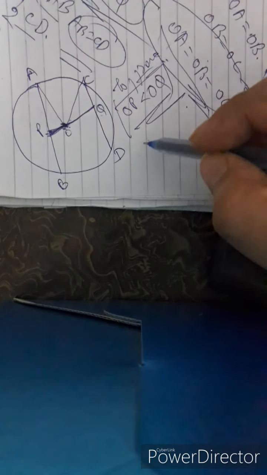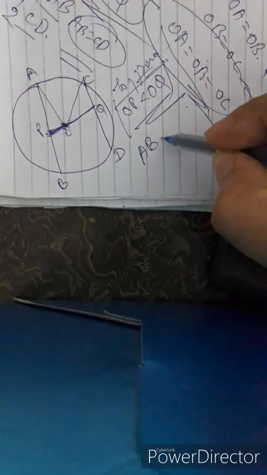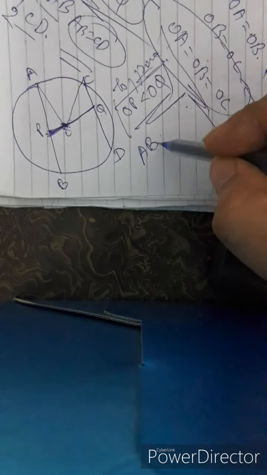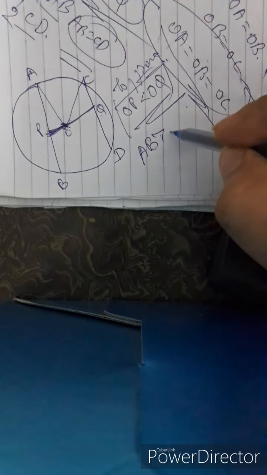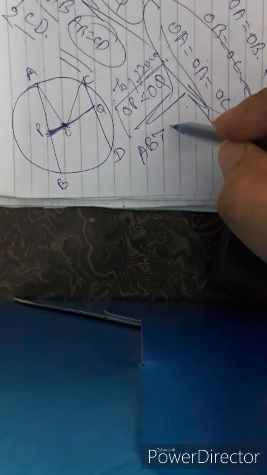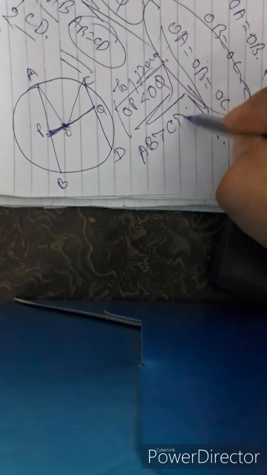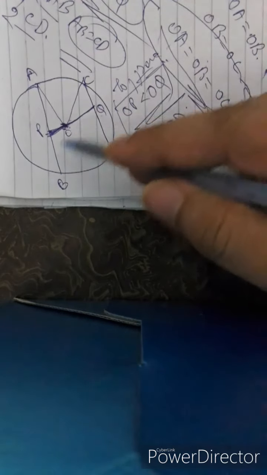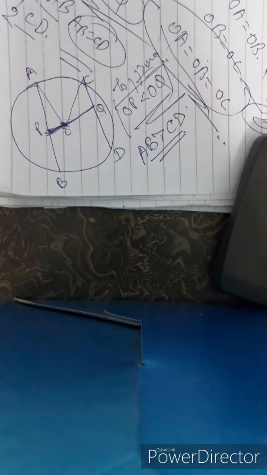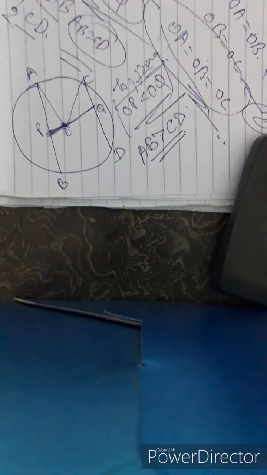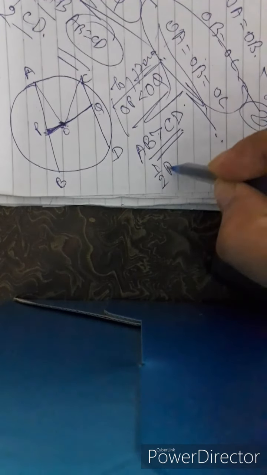Here AB is greater than CD. It is given, we have taken AB greater than CD. I hope you got this problem. AB greater than CD, so half of AB is also greater than half of CD.